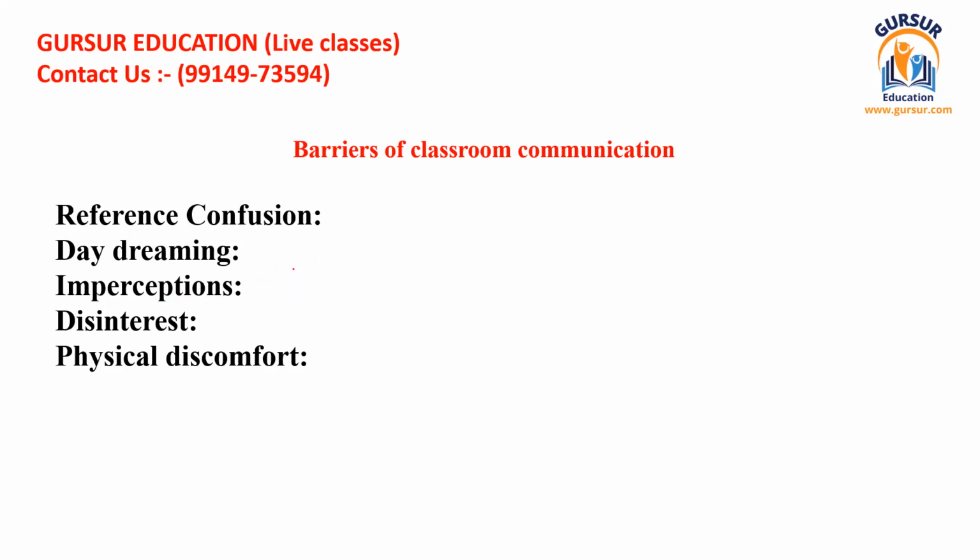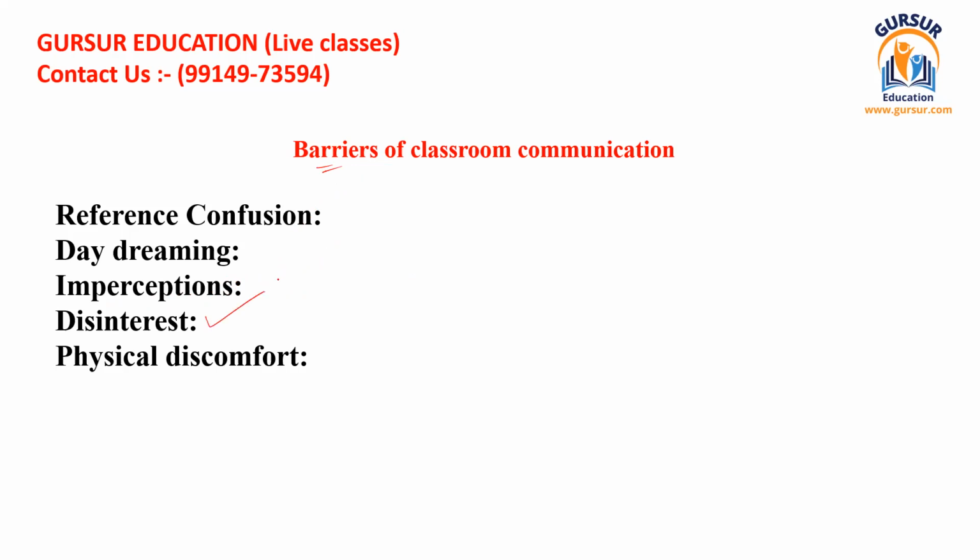Misperception simply means when the teacher is teaching something but you are perceiving something else. The teacher is teaching A but you are imagining about B. So that is called a barrier in classroom communication, when you are not able to recognize what is being taught to you.